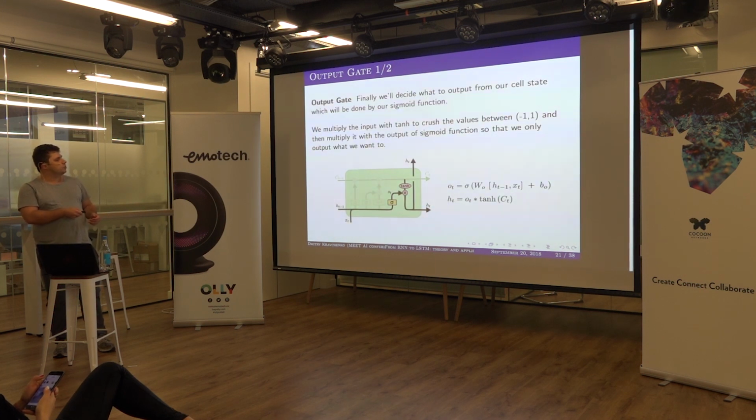And in the output gate, we decide what we want to output from the cell, and we multiply the input with a hyperbolic tangent to crush the values between -1 and 1, and then multiply the output of the sigmoid function so that we only output what we want.